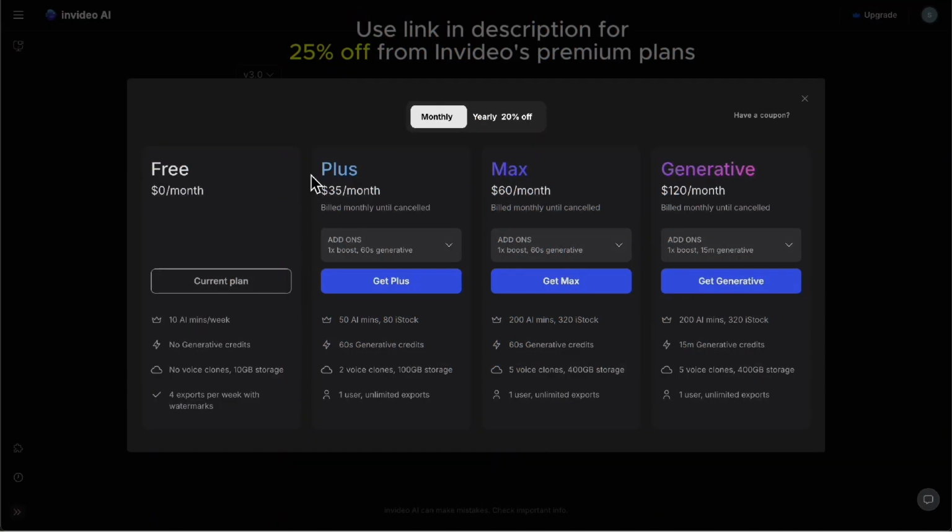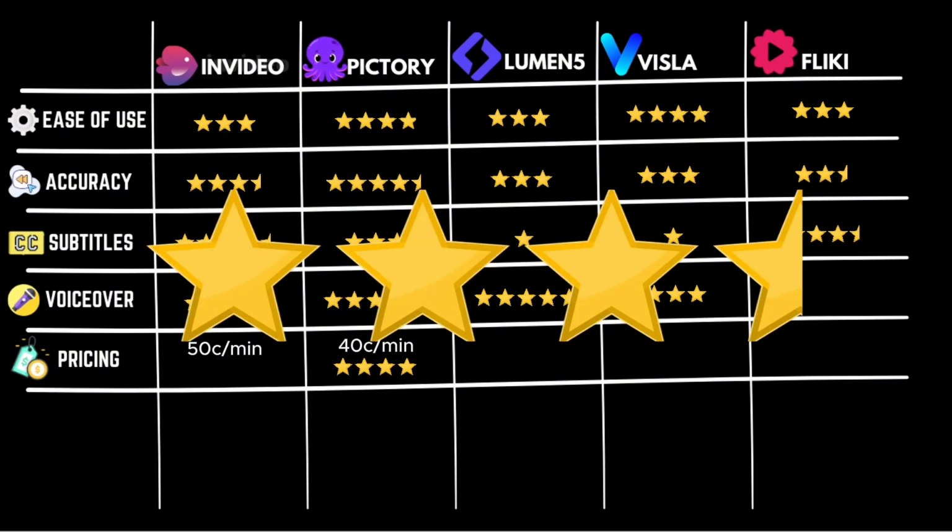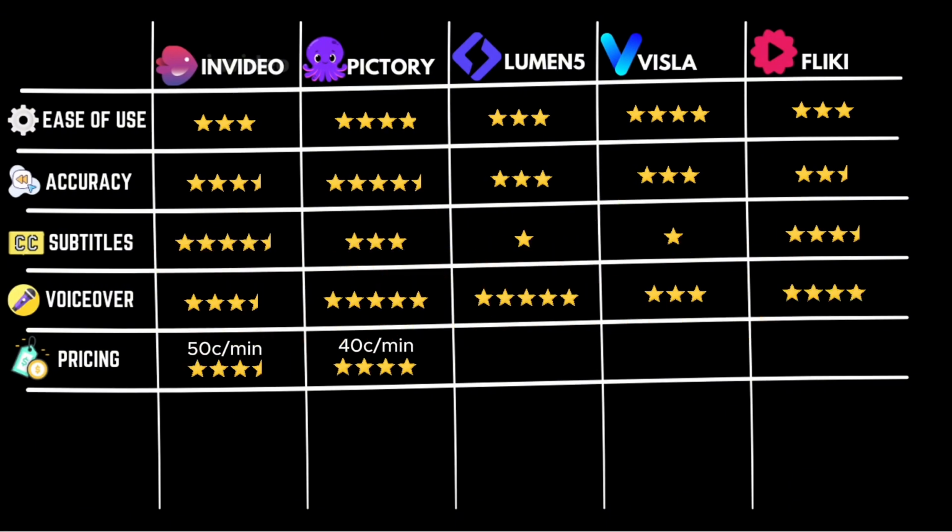The Plus plan on Invideo starts at $35 a month. This comes with 50 minutes of video and 60 seconds of generative AI generation. However, if you don't need generative AI, you can remove this option like this, and the price will drop down to $25 a month. This will come out to 50 cents per minute. If you're a heavier user, you can go for the Max plan, and that'll give you 200 minutes for $60. Invideo gets 3.5 out of 5 stars for pricing.